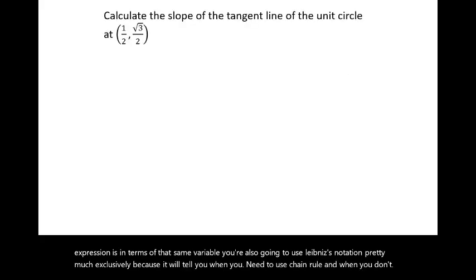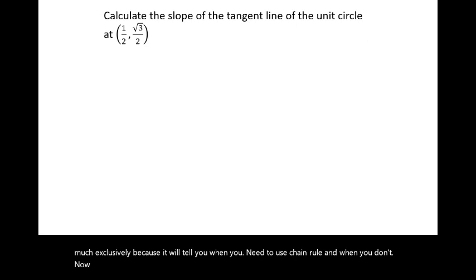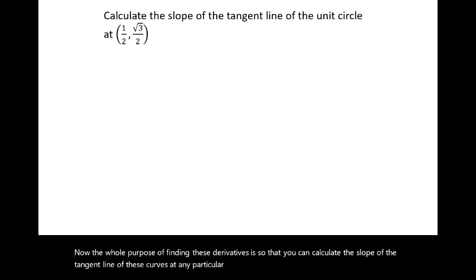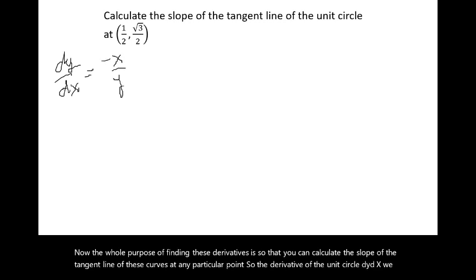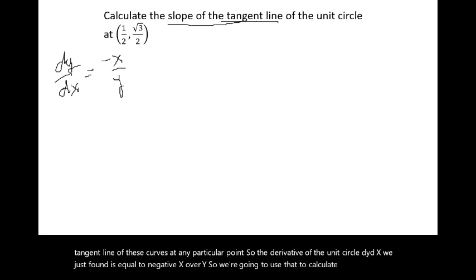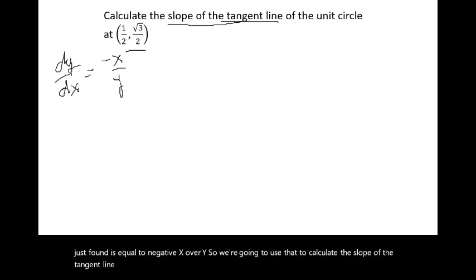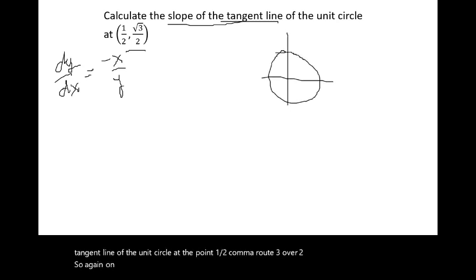Now, the whole purpose of finding these derivatives is so that you can calculate the slope of the tangent line of these curves at any particular point. So the derivative of the unit circle dy dx we just found was equal to negative x over y. So we're going to use that to calculate the slope of the tangent line of the unit circle at the point 1/2 comma root 3 over 2. So again, on the unit circle, this point is about right here.